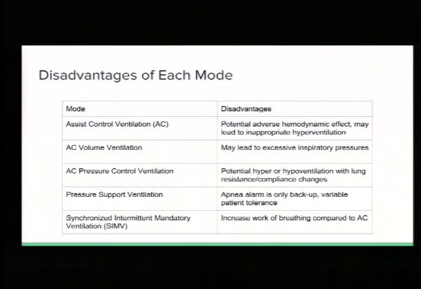And SIMV, it's increased work of breathing. So in a fatigued, bad diaphragmatic fatigue patient, this is not what you want to put them on because they're still using so much of their muscles to do the work.